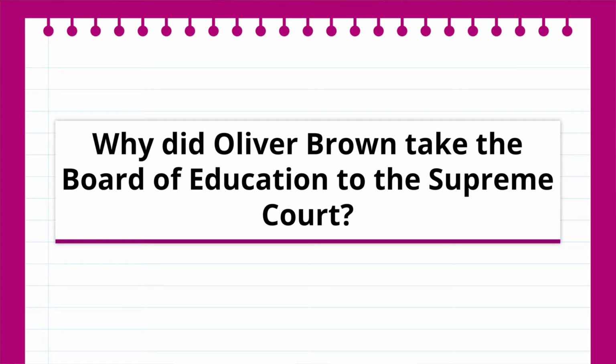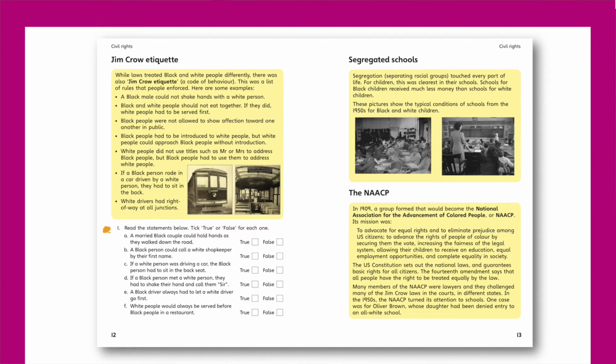Lesson 2 asks, why did Oliver Brown take the Board of Education to the Supreme Court? Pupils will learn about the important constitutional and legal documents which govern the rights of people in the United States, including the Declaration of Independence, the Jim Crow laws, and how the National Association for the Advancement of Coloured People challenged unfair laws, including the doctrine of separate but equal.